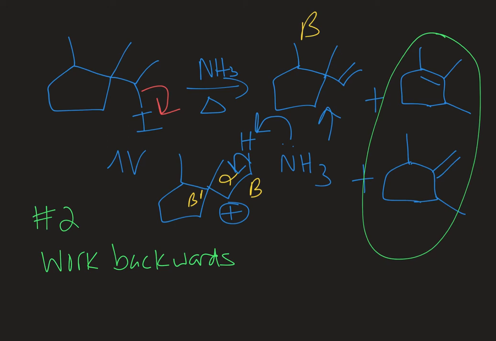So in looking at that, you can see that this middle carbon here with the methyl group on it is in both of those double bonds. So that would indicate to me that that is where the carbocation intermediate must have been. So this structure here must have been my intermediate.